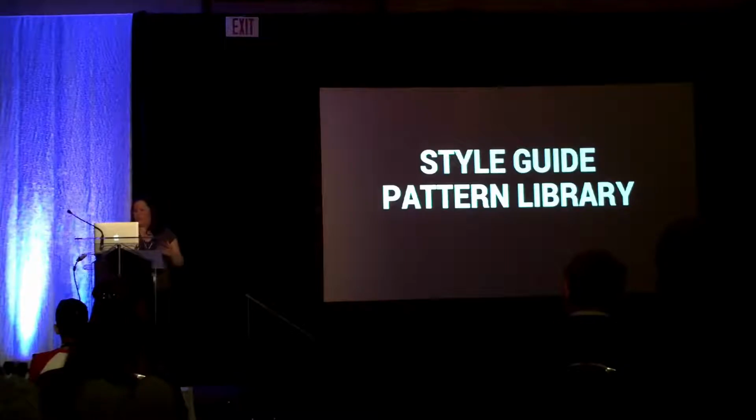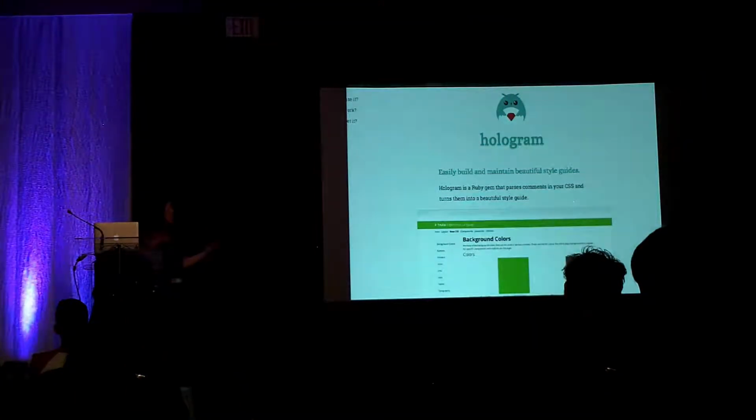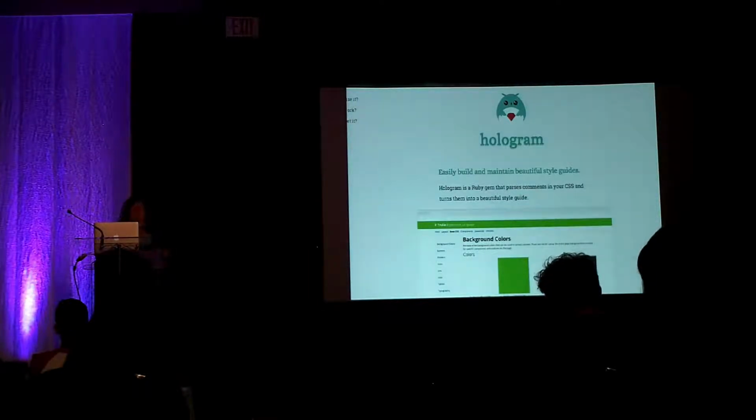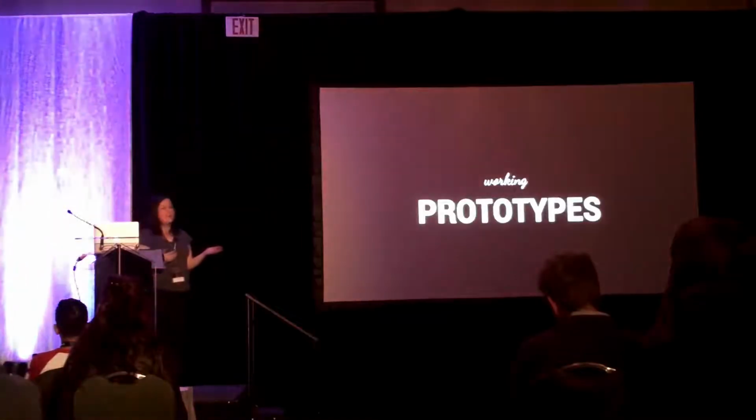So you're starting to see things, and there's tools to help you make those things, right? So like Hologram is a tool that helps you make a basic style guide, and something that you can hand off again as a deliverable, right? So deliverables are changing across the board, even into working prototypes.